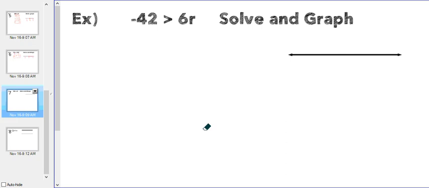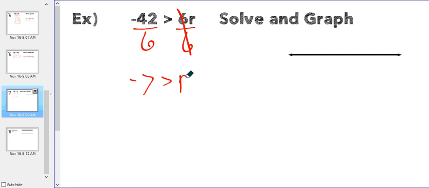Solving graph here, so the variable switches over to the right side, no big deal. Still want to get r by itself, I should divide by 6. Come over here to the left side and do that as well. I've got right now that -7 is greater than r. Many of you might be sitting there thinking that I made a mistake. I did not, right? I'm the one that wrote in divide by 6.